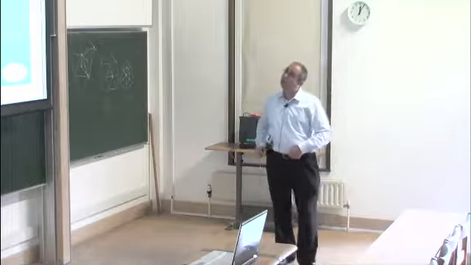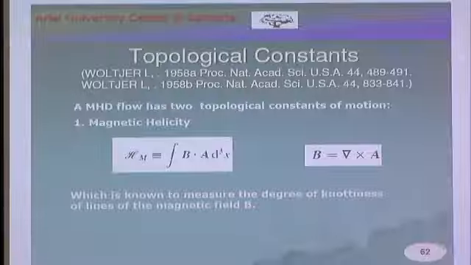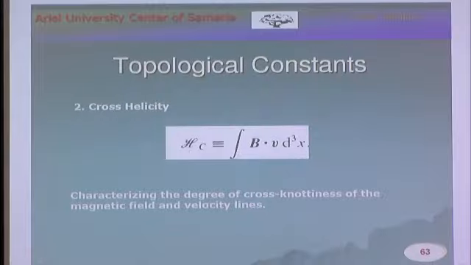Now, Volger in two papers has suggested two topological constants of motion. One is the magnetic helicity, which is a measure of the degree of knottiness of the lines of the magnetic field B. And another one is the cross helicity, which has to do with vortex lines and magnetic field lines and the way they are knotted.